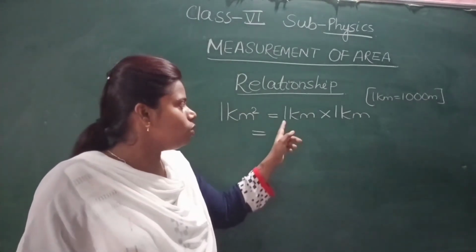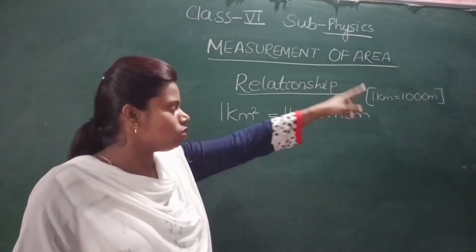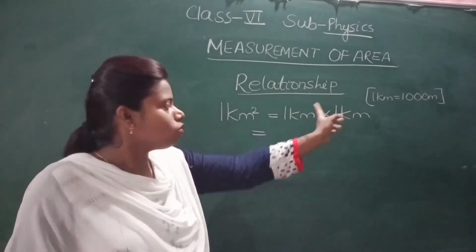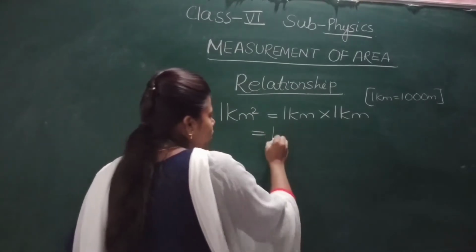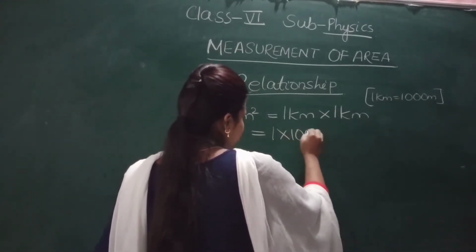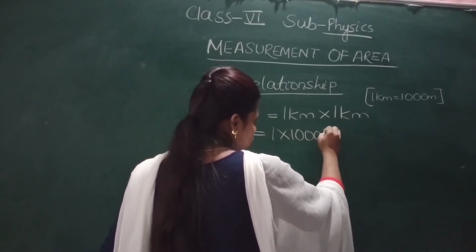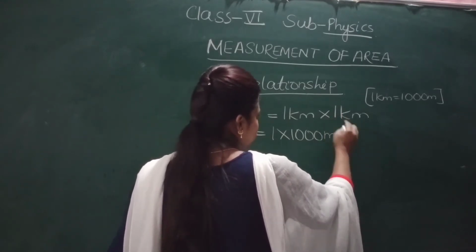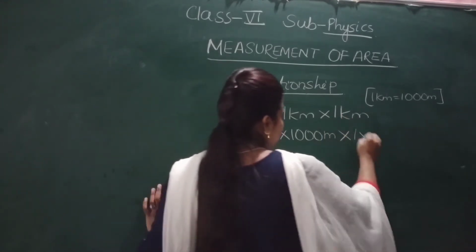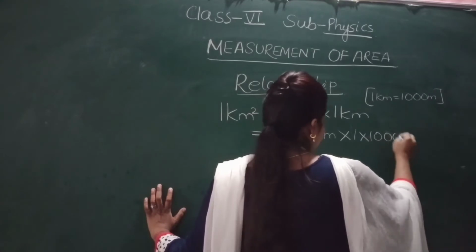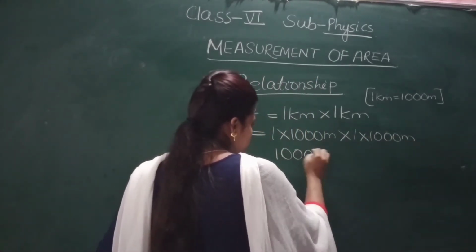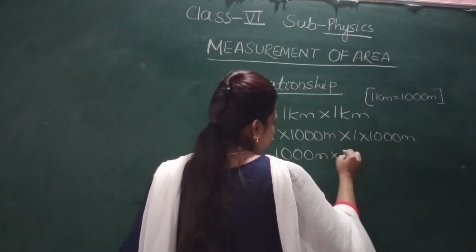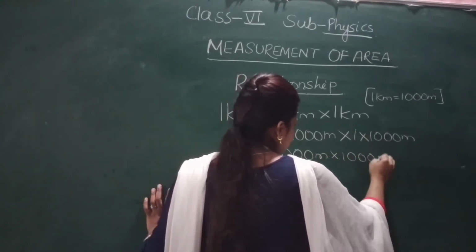So what will we do to convert? This one is a bigger unit, and meter is a small unit. So to convert bigger to smaller, what will we do? We have to multiply. So 1 into 1000 is 1000 meter. Now this one is also multiplying: 1 into 1000 meter, which is 1000 meter.